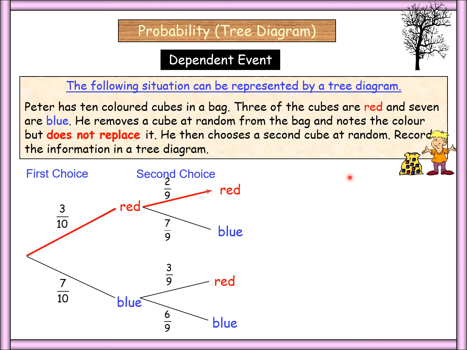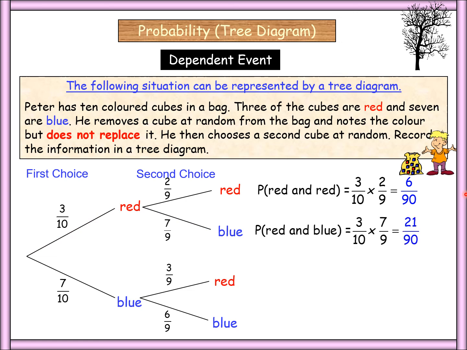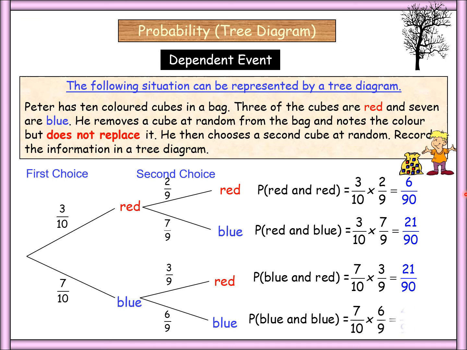Now let us have the probability. The probability of getting red and red, or two reds, is equal to 6 over 90, while the probability of getting a red and a blue is equal to 21 over 90, and the probability of getting blue and red, it is equal to 21 over 90, and the probability of getting two blues, it is equal to 42 over 90. If you want to add these, it is equal to 1.